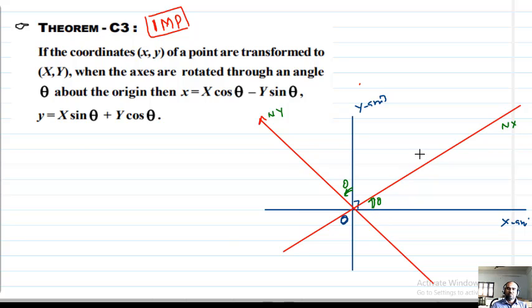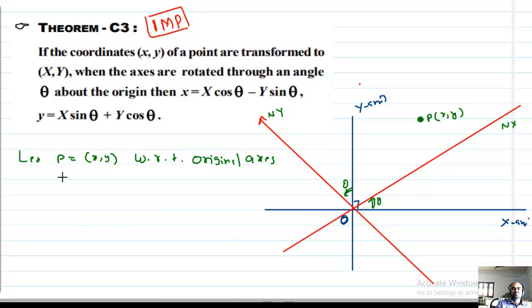For example, this is the point P, whose coordinates are small x, small y with reference to the old axes. I will write: let P = (small x, small y) with respect to the original axes. Let me use another color for that: P = (capital X, capital Y) with respect to the new axes.